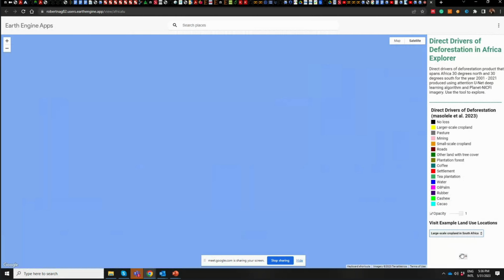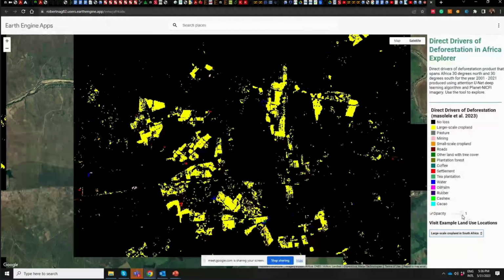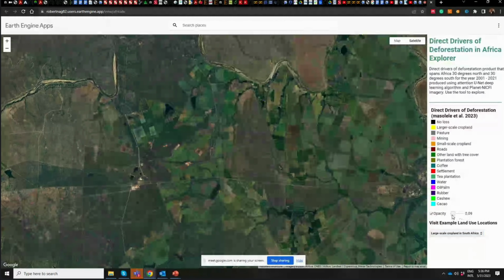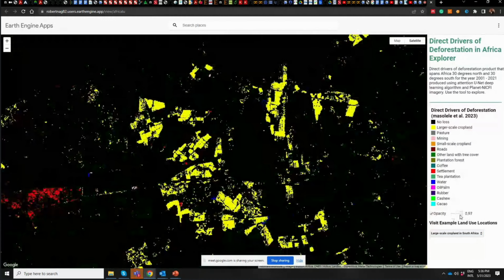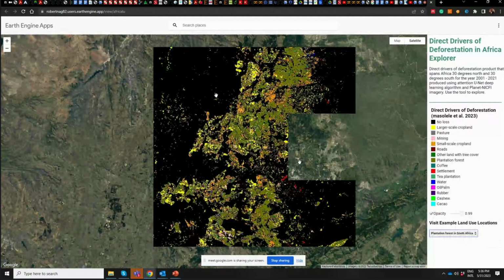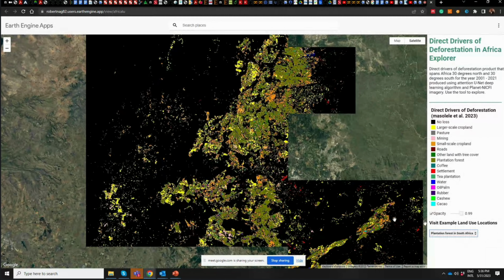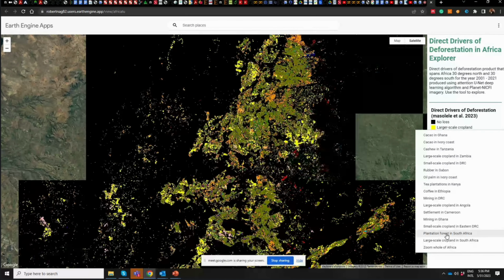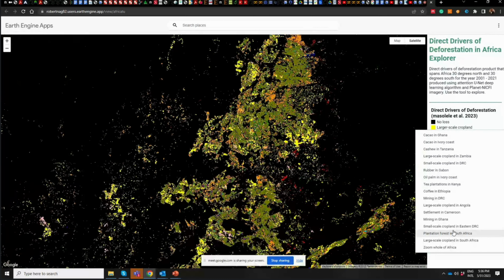But also we have, for example, in South Africa here, it's kind of a dry land. So this is in dry land where you have expansion for large scale cropland, but also similarly in South Africa, we have a lot of plantation forests which are existing. Of course, this is not deforestation, basically.